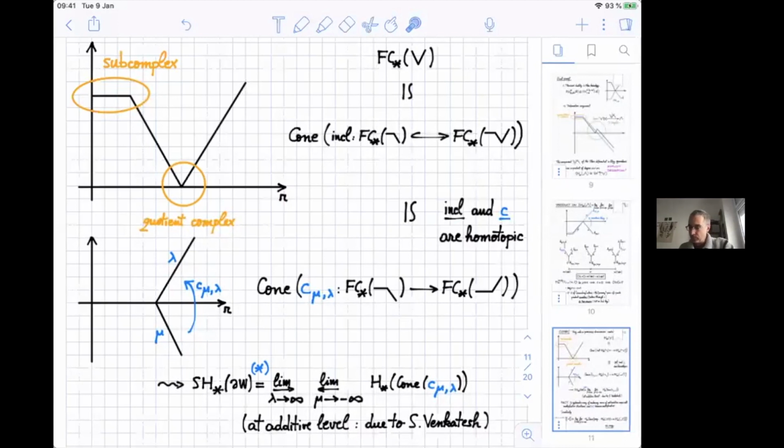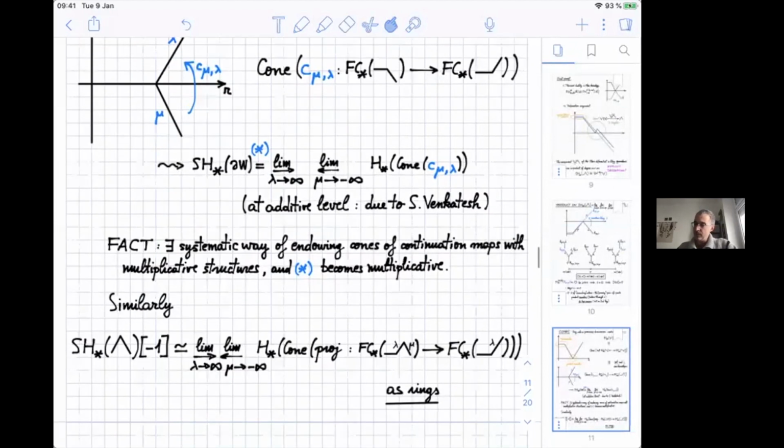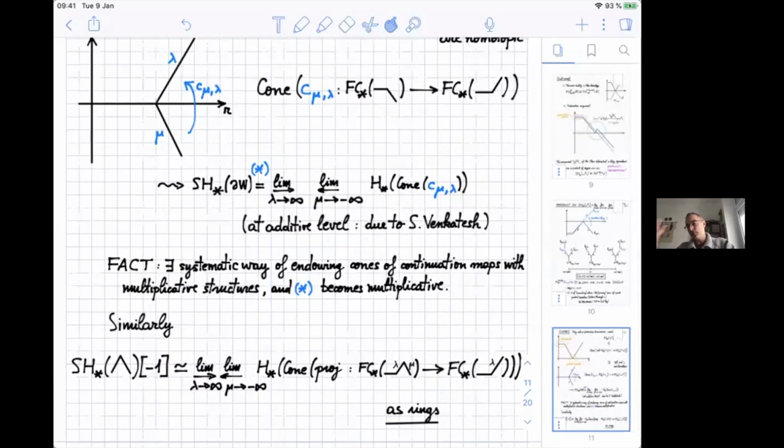At additive level, this point of view is due to Sara Venkatesh, who actually uses it precisely in order to define Rabinowitz-Floer homology in non-exact settings. In such a setting, there is no more action filtration needed. Yeah, it's all taken into account. So the subcomplex that was bothering is actually now killed algebraically inside the cone. So a fact that we use for various reasons, and which gives an alternative point of view on our result, is that there exists a systematic way of endowing cones of continuation maps in Floer theory with multiplicative structures, so that this isomorphism here becomes multiplicative.